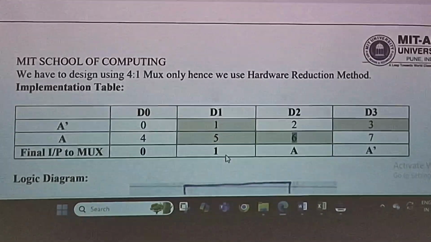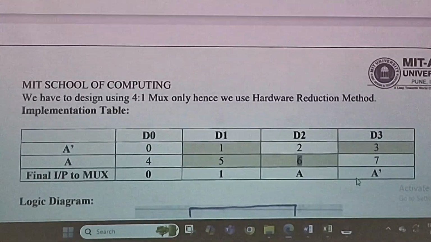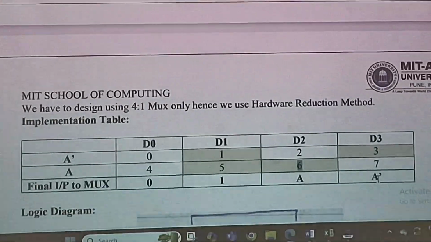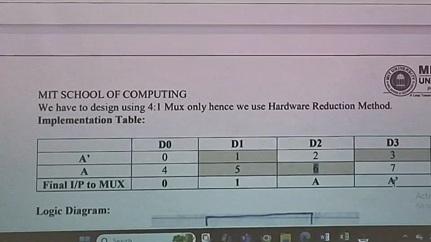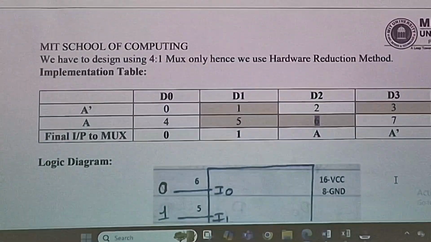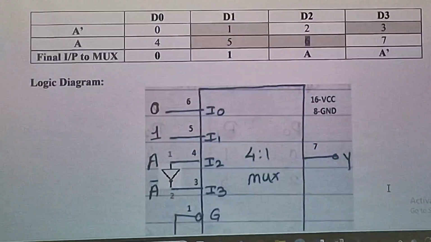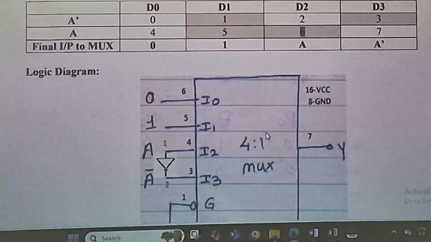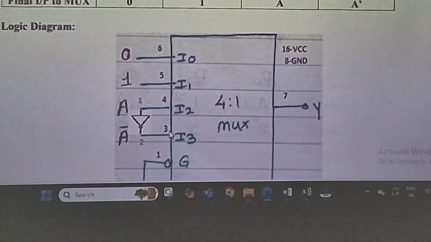Yes or no? Means we have converted 8 inputs into 4 inputs: 0, 1, A and A bar. 0, 1, A and A bar. Because I have an available IC that is 4:1. Look, yes? Now look, I have a 4:1 mux IC. You know that 6, 5, 4, 3 are the data inputs.